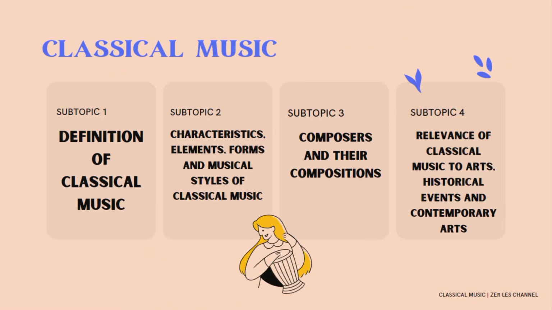From our topic, classical music, we will be dealing with 4 subtopics. Subtopic 1, definition of classical music. Subtopic 2, characteristics, elements, forms, and musical styles of classical music. Subtopic 3, composers and their compositions, and subtopic 4, the relevance of classical music to arts, historical events, and contemporary arts.